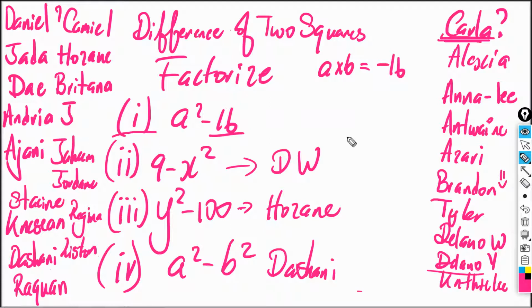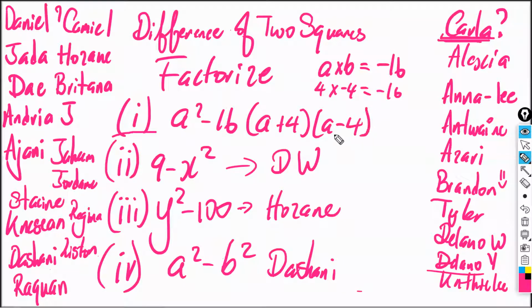Delano Young, help me out with number 1. Somebody else can answer it if you know the answer. Sir, 4 and negative 4 would give it. It's definitely 4, guys. 4 times negative 4 will give me the negative 16. So the answer is A plus 4 times A minus 4. Does that make sense? Yes.